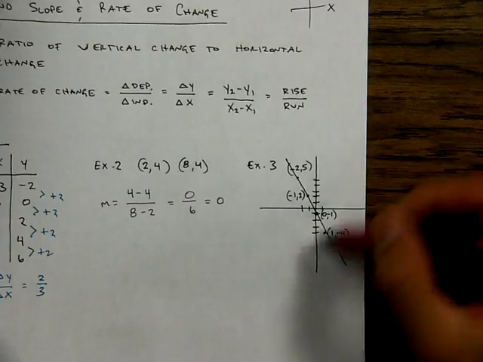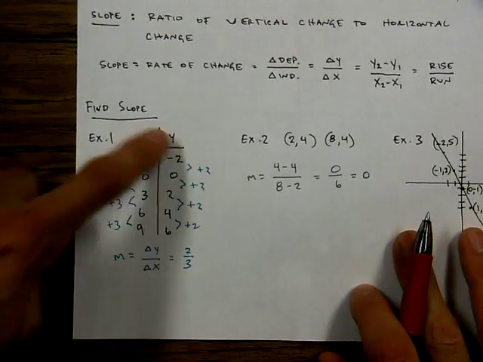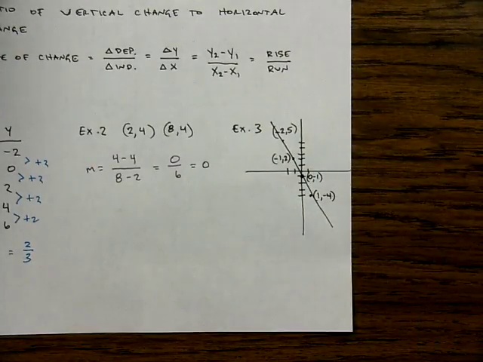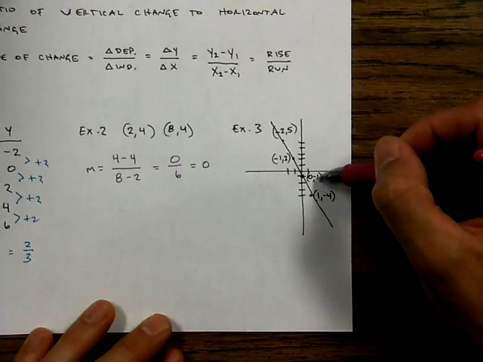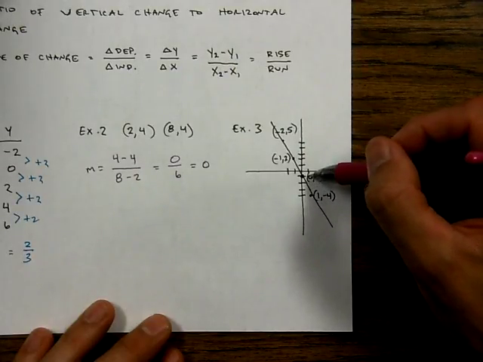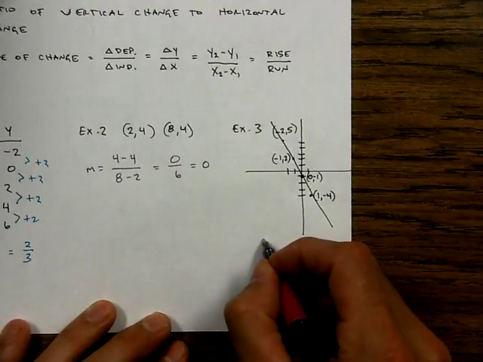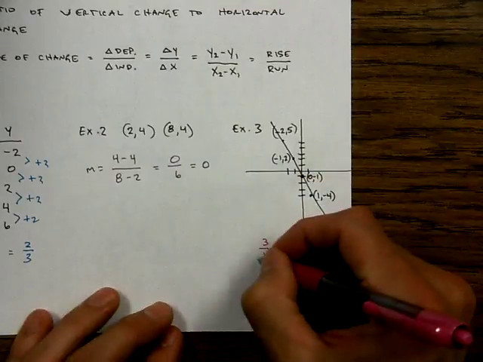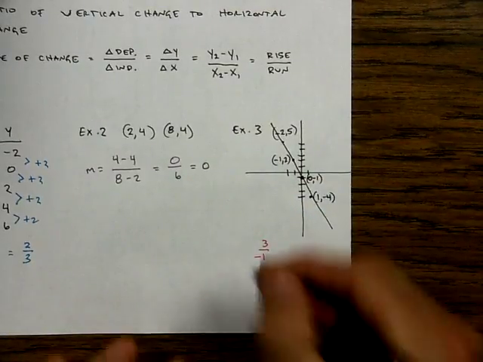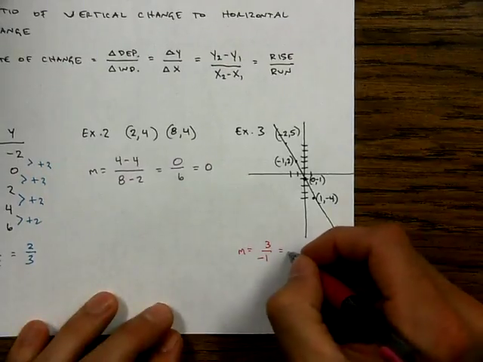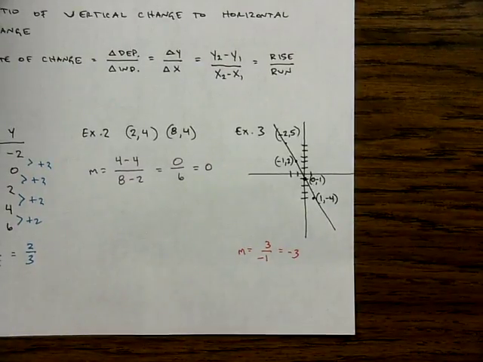I could also take these points and put them into a table like number 1, and I could go through and do that as well. So personally, whenever I have a graph, it's always easiest for me to just do rise over run. So if I'm counting from (1, -4) to (0, -1), for example, I'm rising 1, 2, 3, and running 1 to the left. So that's 3 over 1. However, since I'm going to the left here, that 1 should be negative. And so my slope is 3 over -1, which simplifies to just -3.